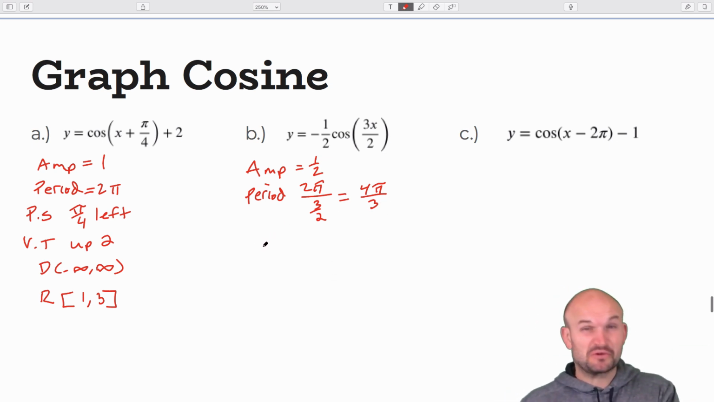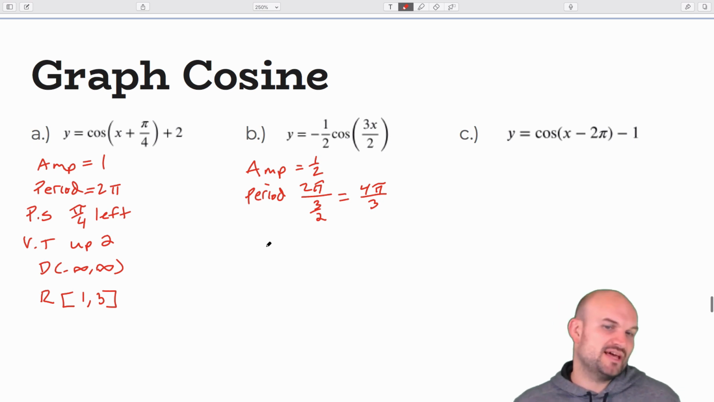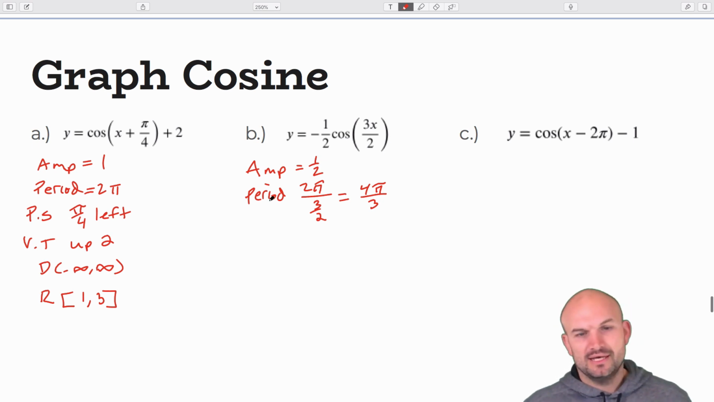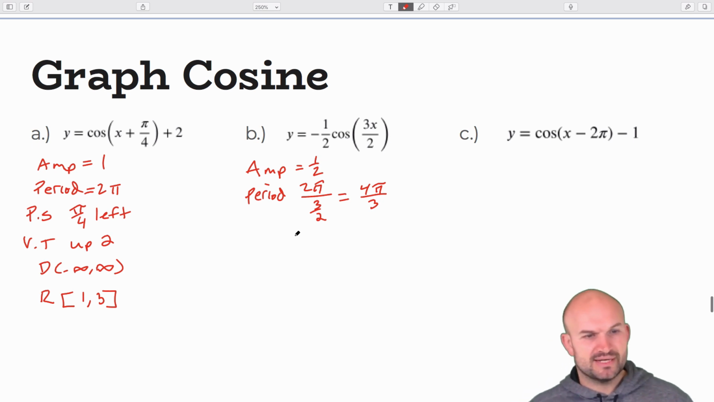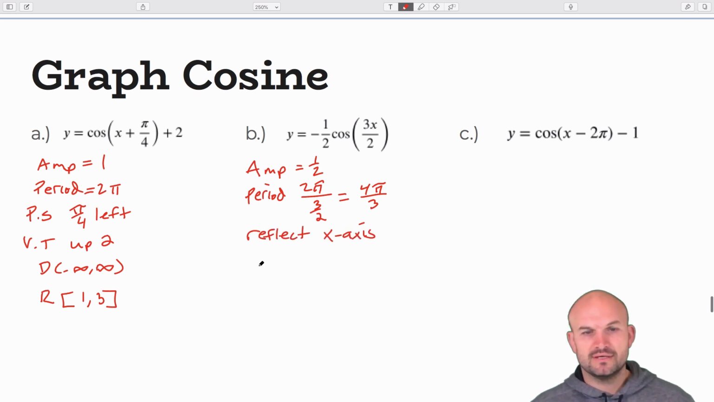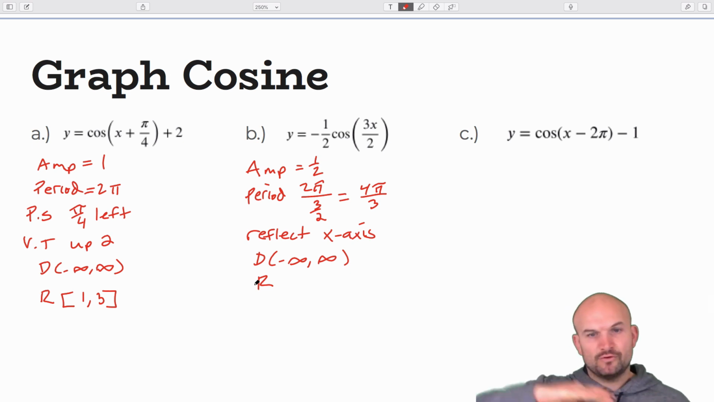So that's how long it takes the graph to repeat itself, which for graphing would not be that fun, but you could go ahead and do it. So there's the period. What else do I need to do? Oh, phase shift. There is no phase shift. There is no vertical transformation. We do have a reflection about the x-axis though. We have a domain, which is negative infinity to infinity. And we have a range, which is really just going to be from negative 1/2 to positive 1/2. The reflection does not impact that.